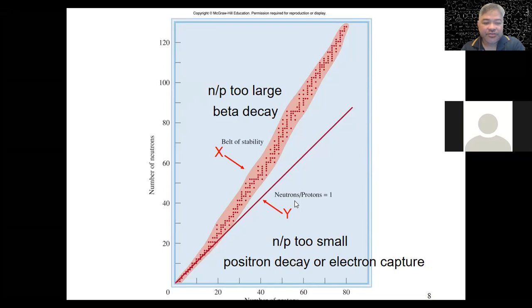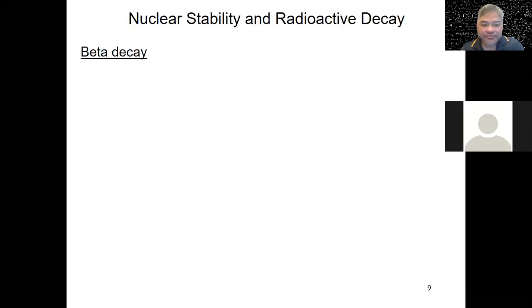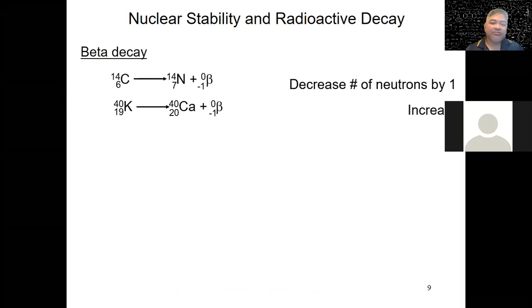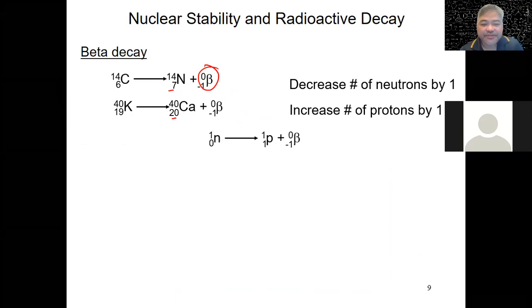Okay? So if you look at it, what is beta decay? Beta decay can be described as the formation of a beta particle. So if you look at this, I could say it's an increase in the proton. That's the main characteristic. Okay? So in a beta decay, you have a neutron that forms into a proton and a beta particle.